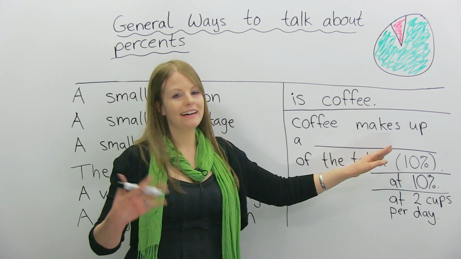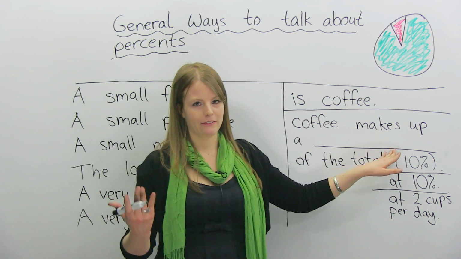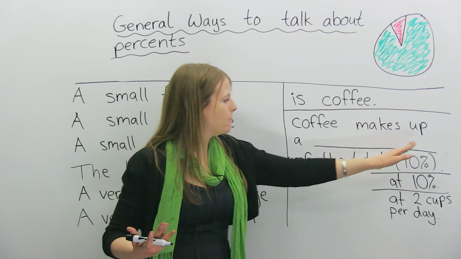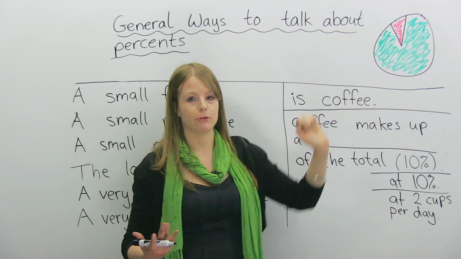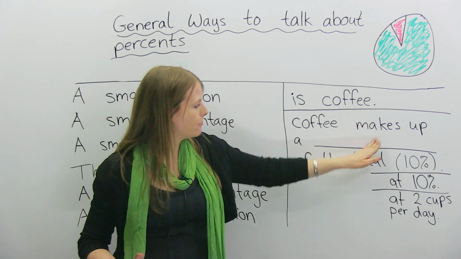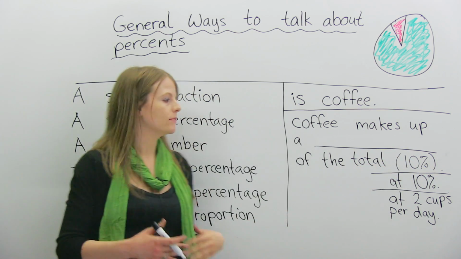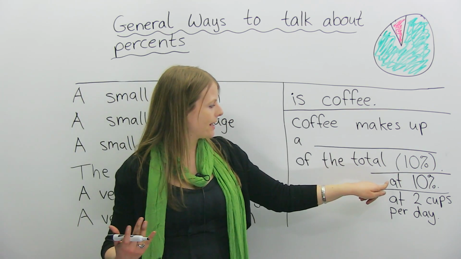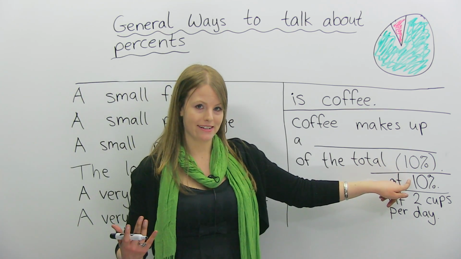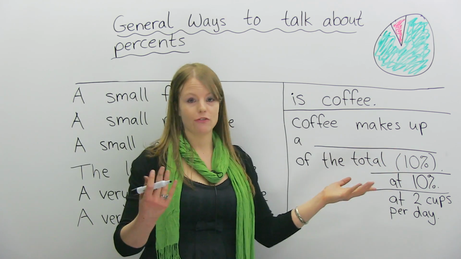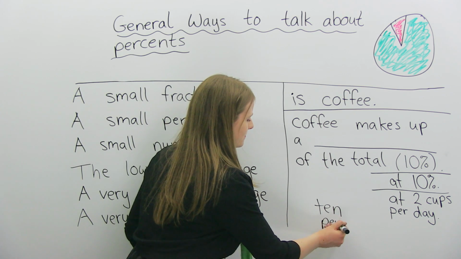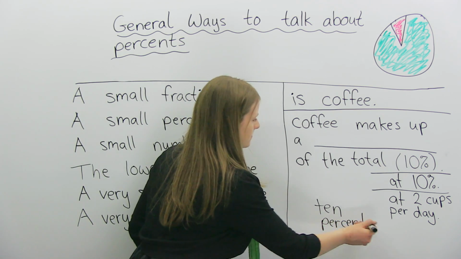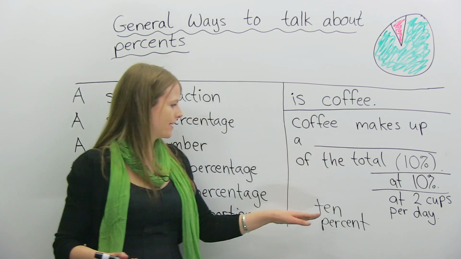Okay, so it is good to be specific where you can. So you can always put in brackets the actual number. Imagine if coffee is 10%. At the end of the sentence, I can put bracket 10%. Or I can write the word at 10% and say of the total at 10%.